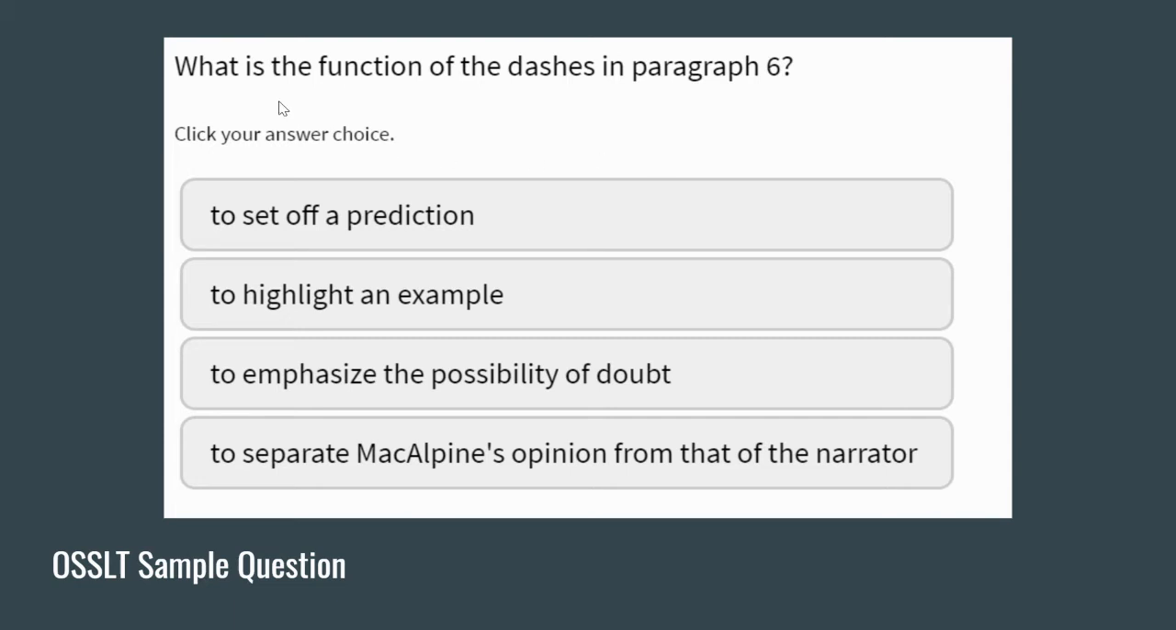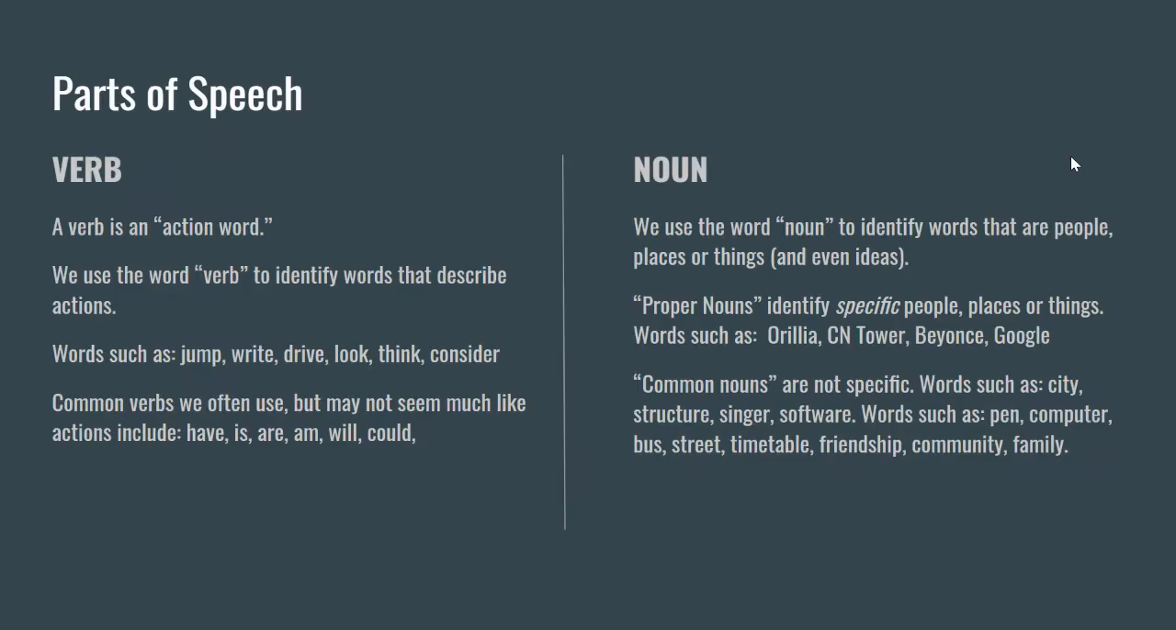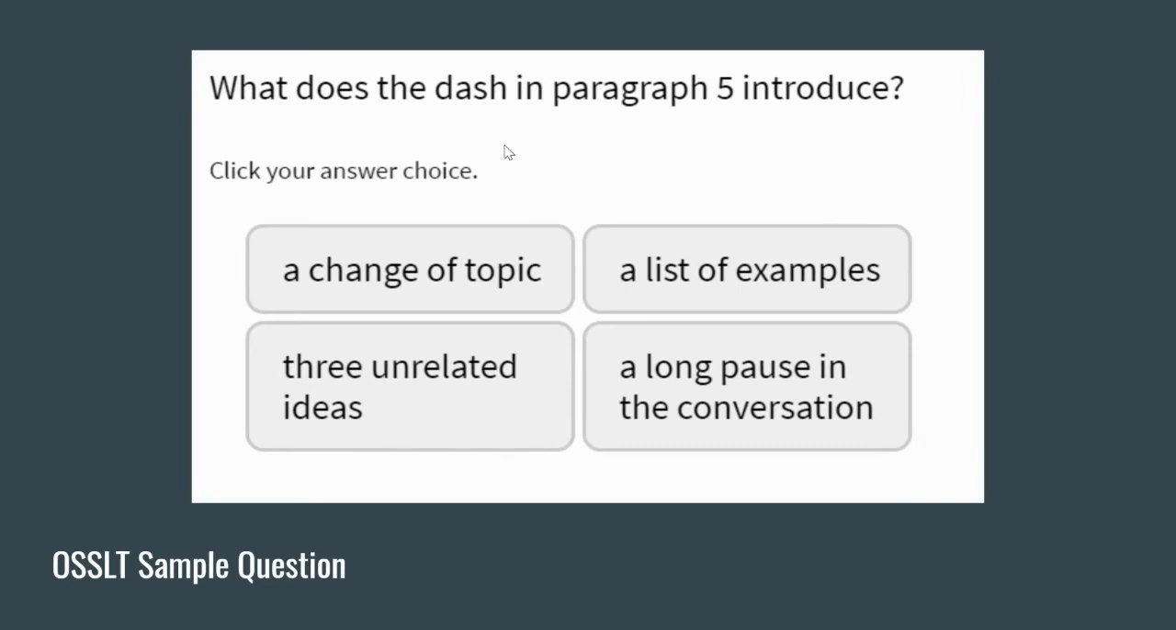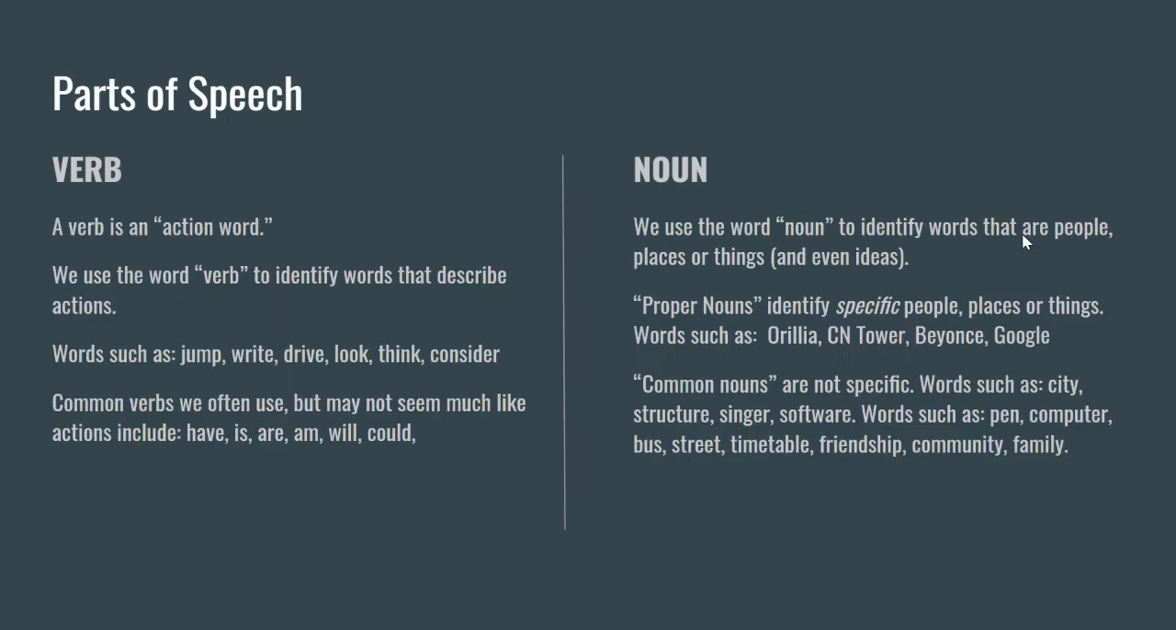Here's a question that's asked: what is the function of the dashes in paragraph 6? Now, you may be able to go into paragraph 6 and figure out where the dashes are, but if you're not really sure what they are or how they work, you may have a hard time answering this question. Similarly, here's another question about dashes. What does the dash in paragraph 5 introduce? Again, you're given a reference to where to look, and maybe you have an idea what it looks like. Knowing what a dash is and how it works is important to answering these questions.